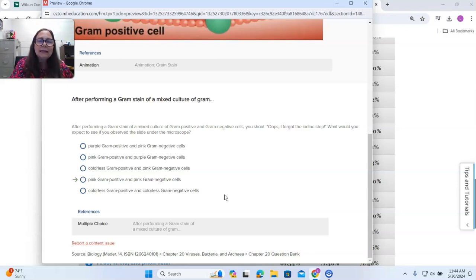You just can't see it. Usually you can't see it in the gram-positive because that crystal violet is so much darker of a color than the safranine. Okay, so that's the reason the answer is pink gram-positive and pink gram-negative cells. Okay, so I hope that helped you.